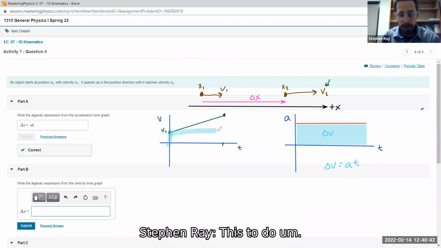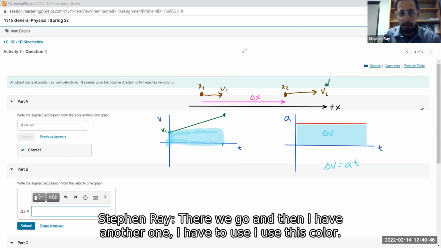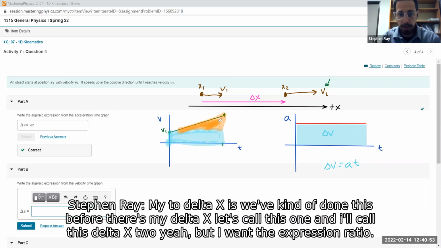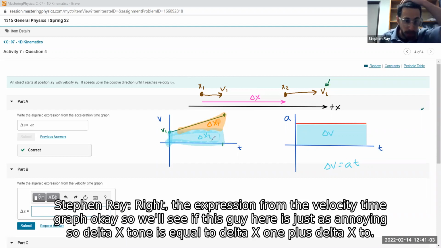Now, for this, there we go. And then I have another one that I have to use. I use this color. There's my two delta x's. We've kind of done this before. There's my delta x1, and I'll call this delta x2. Okay, but I want the expression, write the expression from the velocity time graph. Okay, so we'll see if this one here is just as annoying.